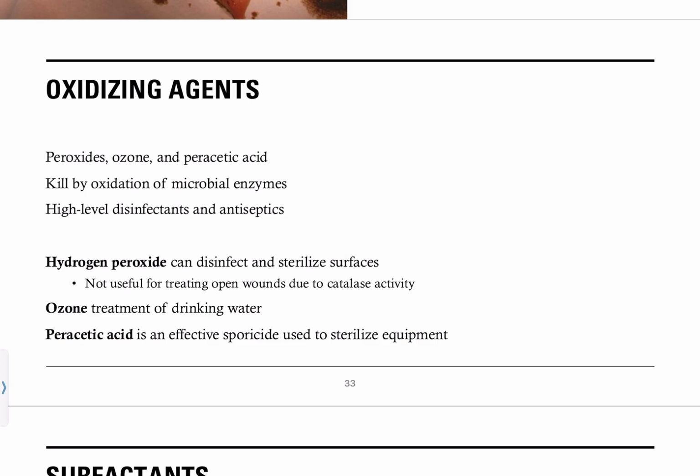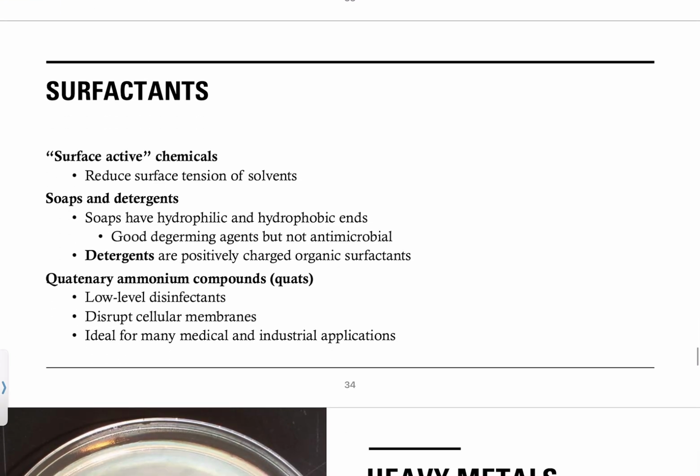Peracetic acid, this is what is considered a high-level sporicide. So it's really important when we're talking about food or healthcare because it works even in the presence of organic soil and it doesn't leave any toxic residue.